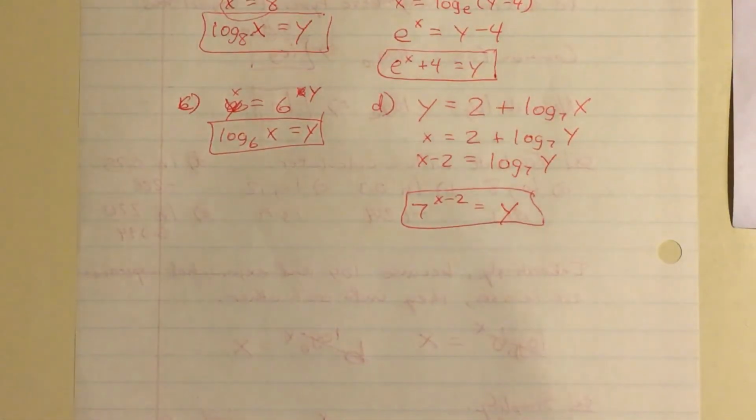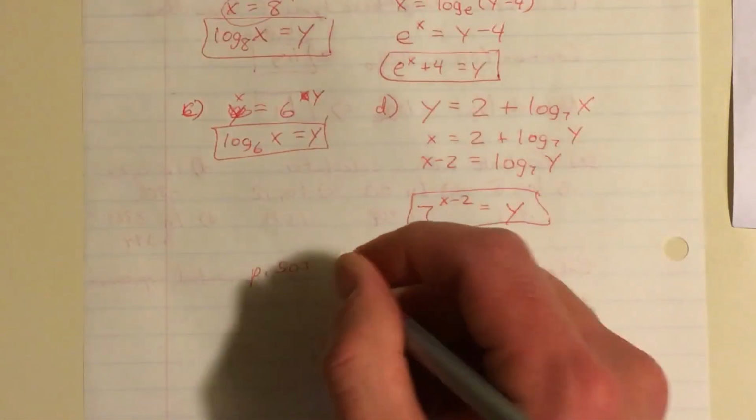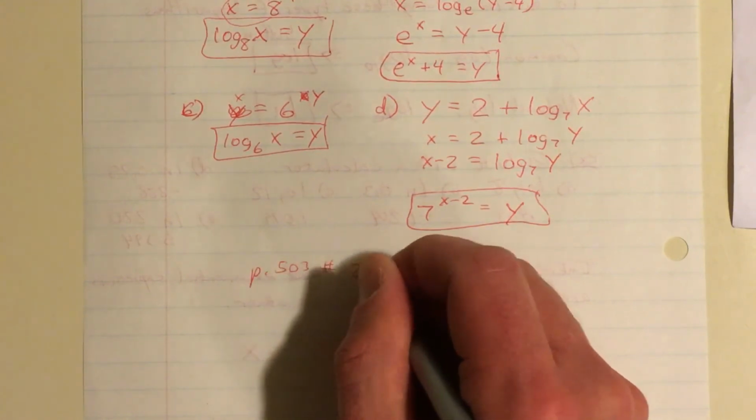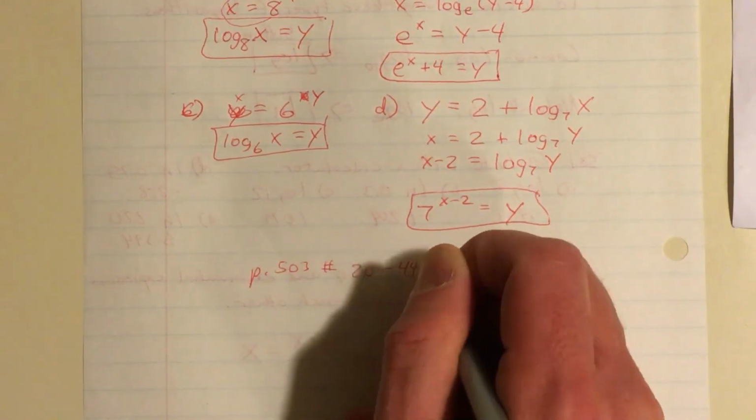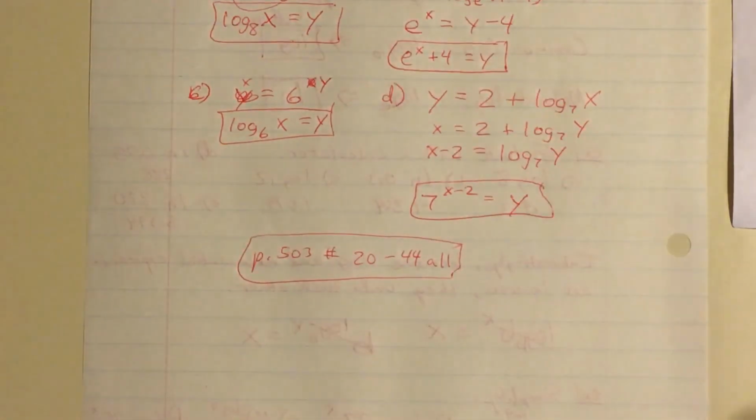The assignment for this is not a handout. It's page 503 in our lovely textbook, 20 through 44 all. You're going to want to practice this. There you go. Thanks so much.